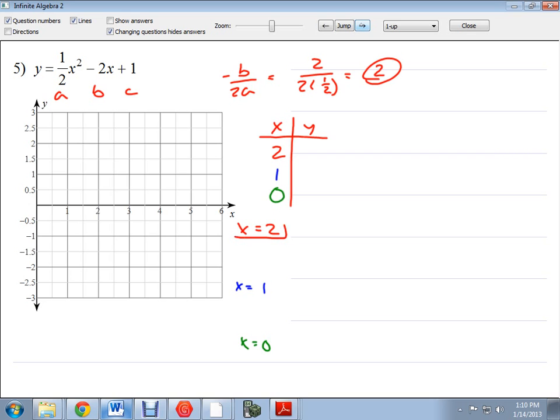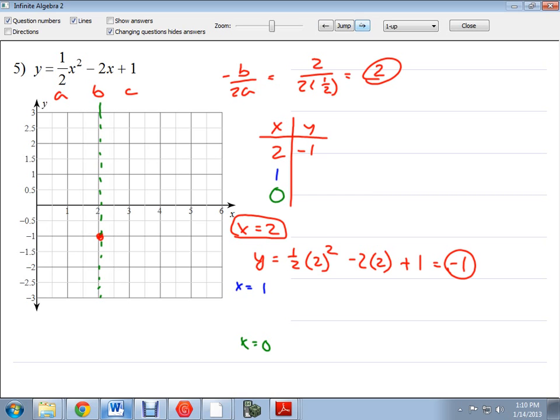So for the 2 one, that's the one we're going to do first. Y is equal to 1/2 times 2 squared minus 2 times 2 plus 1. 2 squared is 4, half of 4 is 2, minus 4 is negative 2, plus 1 is negative 1. So I plug in 2, I get out negative 1. This is where my axis of symmetry goes. I know it's going to go through there because that was my vertex.